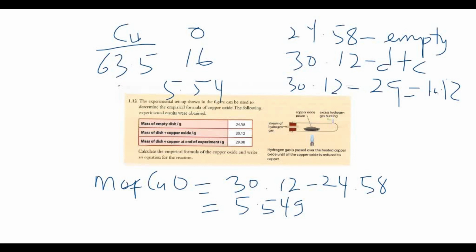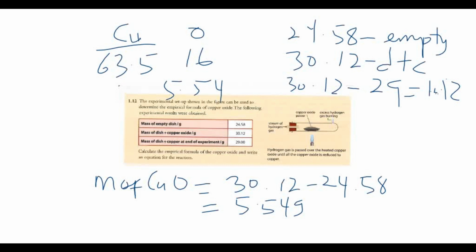The experimental setup shown in the figure can be used to determine the empirical formula of copper oxide. The following experimental results were obtained. Mass of the empty dish in grams, 24.58. Mass of dish plus copper oxide in grams, 30.12. Mass of the dish plus copper at the end of the experiment in grams, 29. Now we are being told to calculate the empirical formula of copper oxide and write an equation for the reaction. So this is the setup.